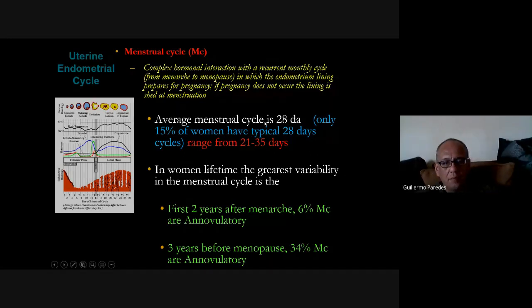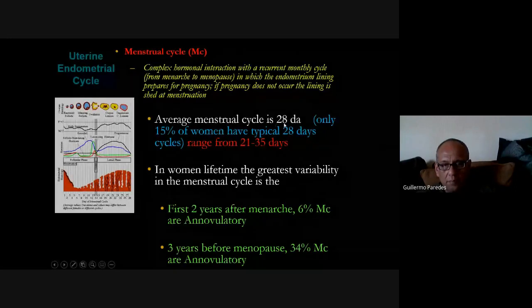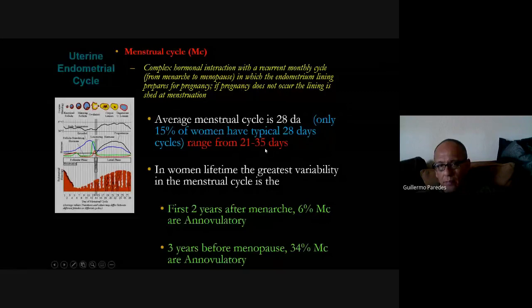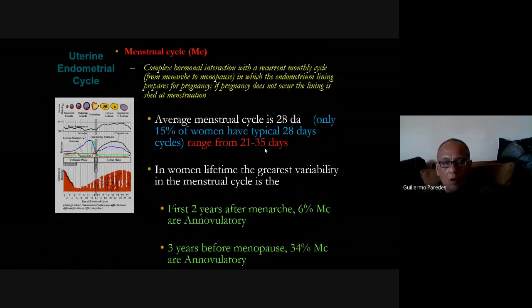So here we have the average menstrual cycle, which is 28 days. Only 15% of women typically have a 28-day cycle. The range is between 21 and 35 days. If you have menstrual cycles more often, that is called polymenorrhea.